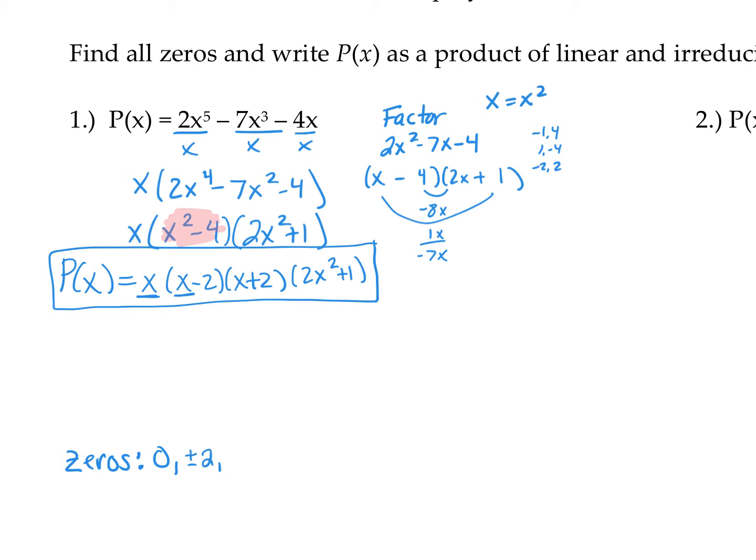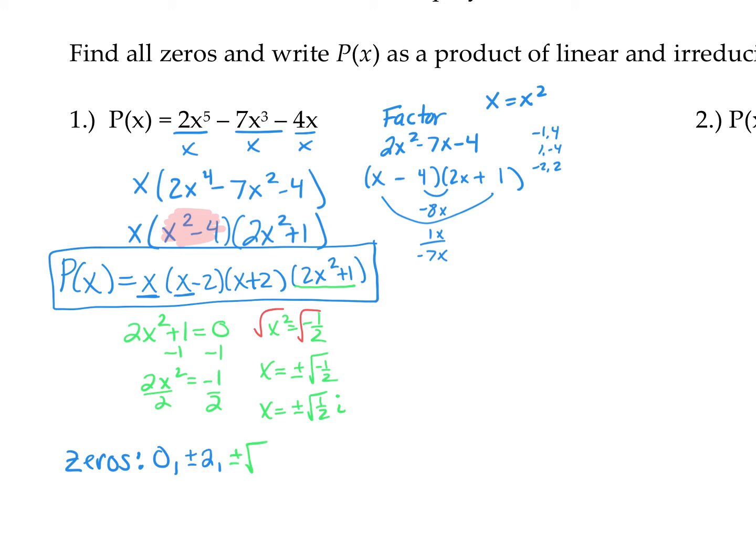And then I need to find the zeros for 2x squared plus 1. So 2x squared plus 1 equals 0 is how I find what x would equal. So I end up with 2x squared equals negative 1. X squared equals negative 1/2. Square root both sides. X is going to equal plus or minus the square root of negative 1/2. When you have a negative square root, it becomes the square root of 1/2 times i. So the other zero is plus or minus the square root of 1/2 i. And so those would be my 5 zeros for my 5th degree polynomial.